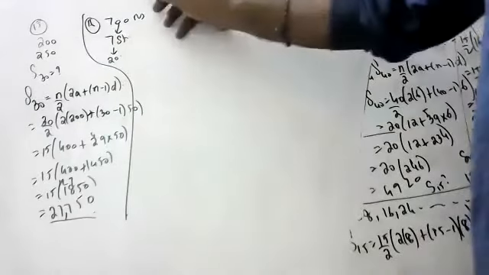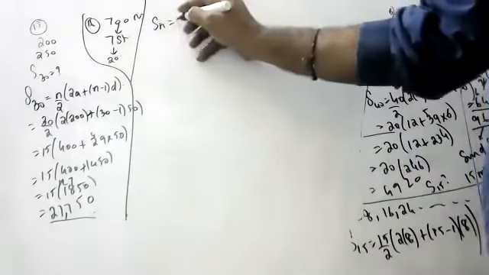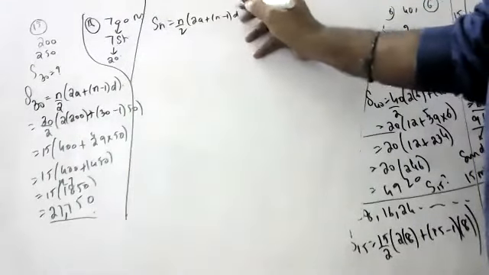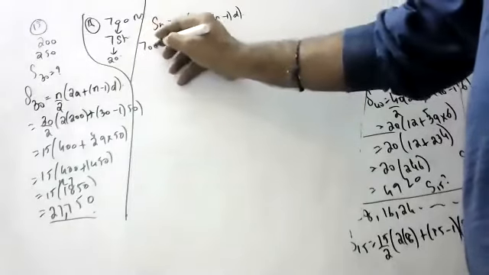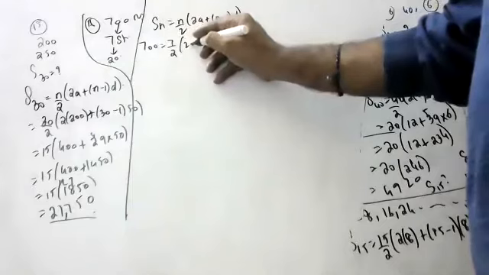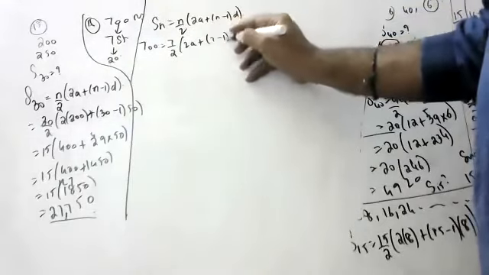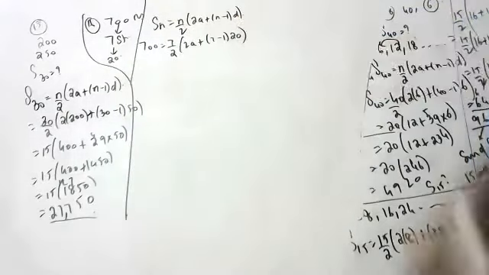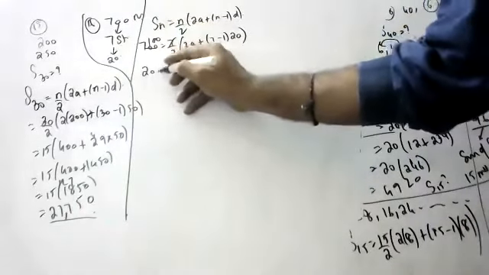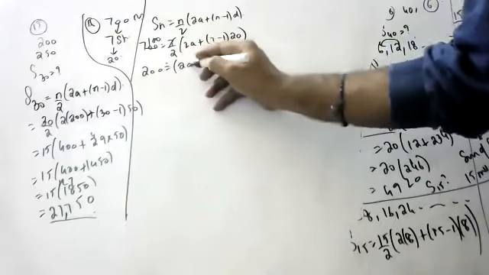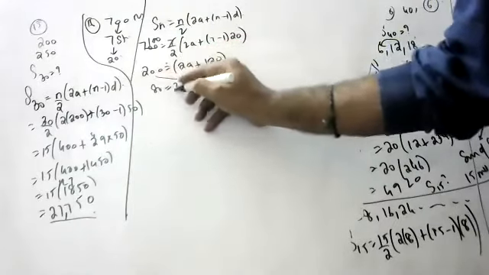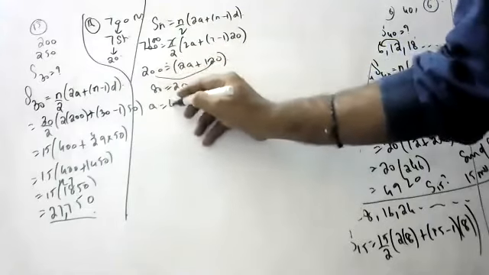Sir, let the first person be A. Second person be A minus 20. So 700 rupees should be divided among 7 students. 7 by 2 into (2A plus (7 minus 1) into d). Common difference is how much? 20 rupees. So 700 is equal to 7 by 2 into (2A minus 120). 200 is equal to 2A minus 120. 320 is equal to 2A. A is equal to 160.